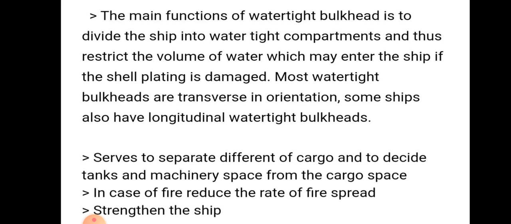This serves to separate different forms of cargo and to divide tanks and machinery space from cargo space. In case of fire, they will reduce the rate of fire spread. The bulkhead is also a strengthening member, so it will increase the strength of the ship.